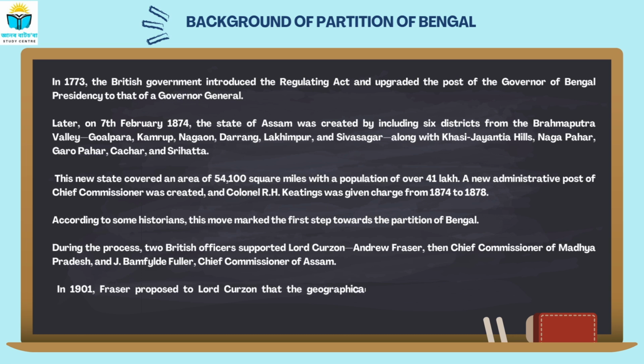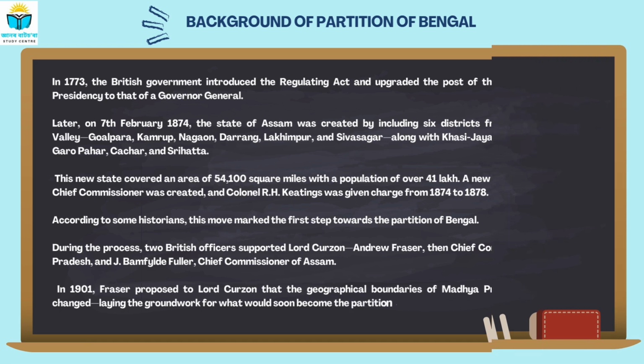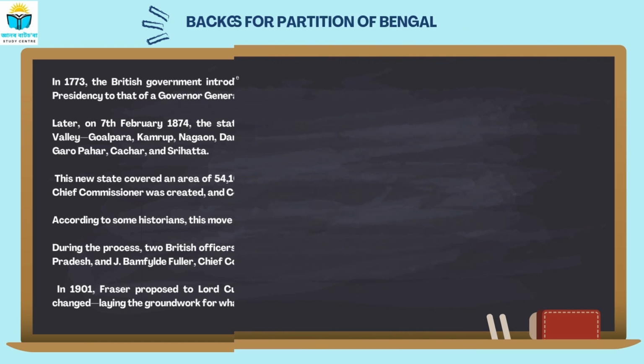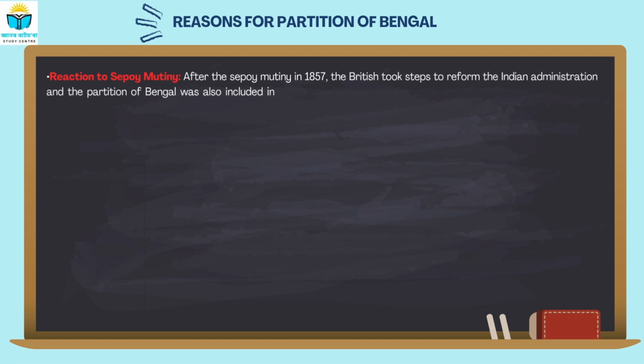In 1901, Fraser proposed to Lord Curzon that the geographical boundaries of Madhya Pradesh and Bengal be changed, laying the groundwork for what would soon become the Partition of Bengal. Reasons for the Partition of Bengal. Now, let's understand the main reasons behind the Partition of Bengal in 1905. Reaction to the Sepoy Mutiny.